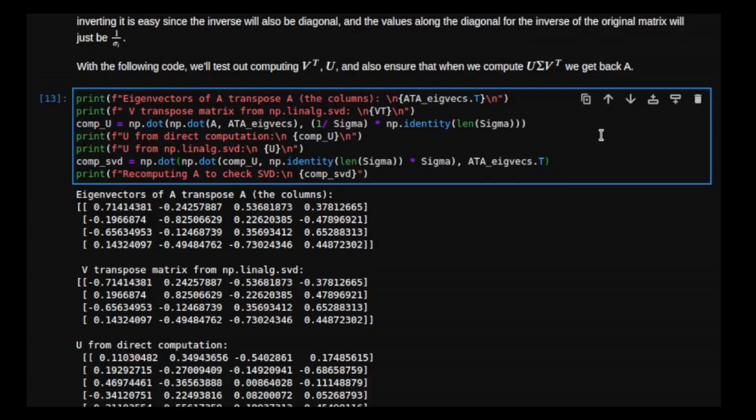Okay, so over here in the code, you can see that we're going to test this all out now, and so first things first, you can see that we are taking the transpose of our eigenvectors, because it's going to be V transpose after all, and we're going to compare that to what we get for V transpose from the NumPy linalg SVD function.